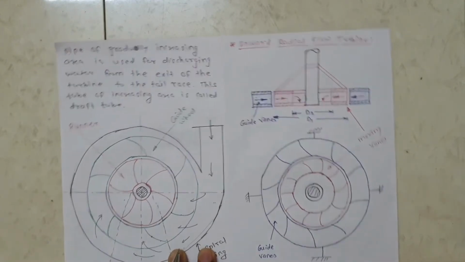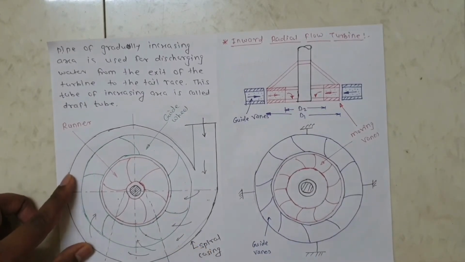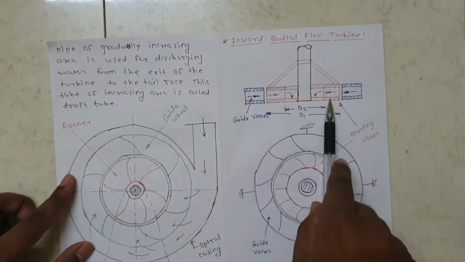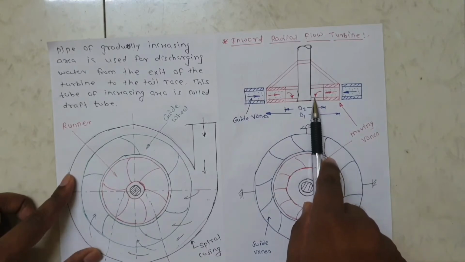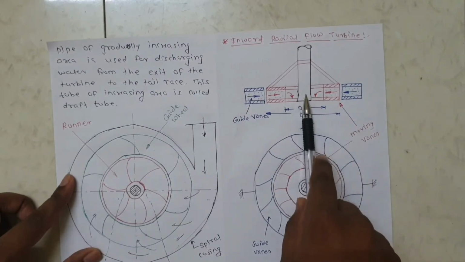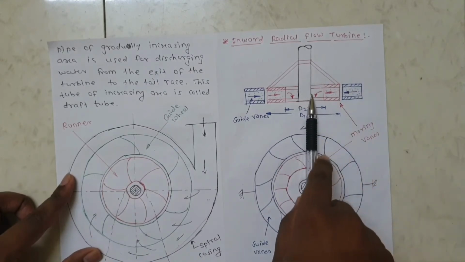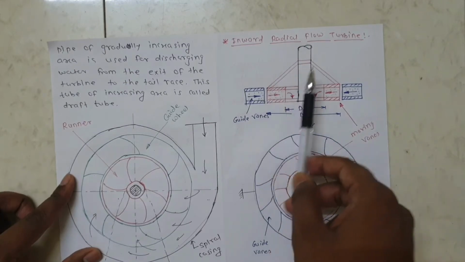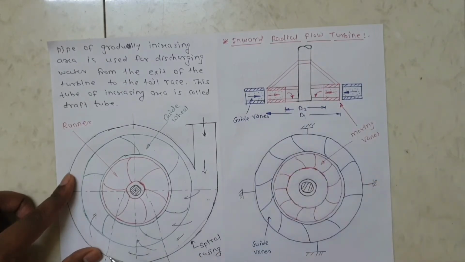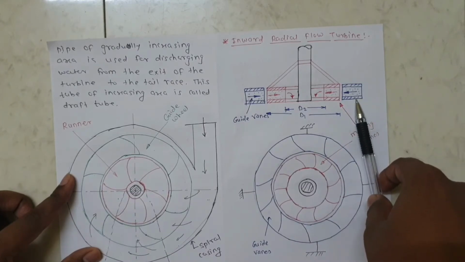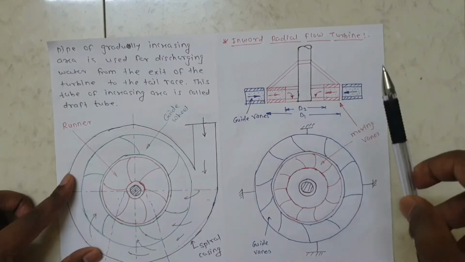The next one, the radial flow turbines, are basically of inward flow and outward flow. See, this is an inward flow turbine, the water is moving from outward to inward, meaning water is moving towards the axis of rotation. At that time, the first part is the guide vanes. In an inward radial flow turbine, the outer part is the guide vanes. The inner part is the runner.